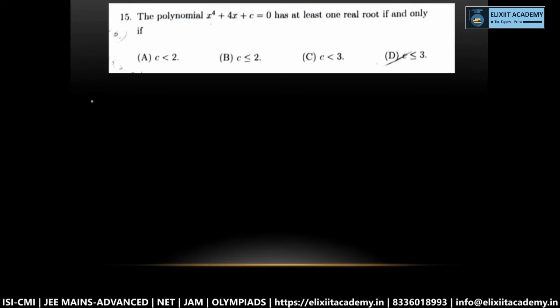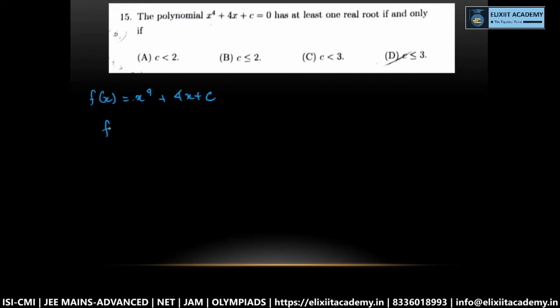So let's say f of x is this polynomial, x to the power 4 plus 4x plus c. Now this has at least one real root if and only if which of the following is correct, right? If you can just draw a rough sketch of what we are talking about, then you can easily solve this. So obviously in this case, you can see that there is only one point of minima.